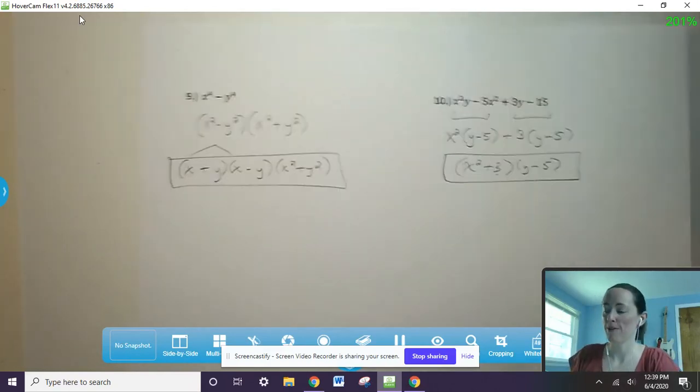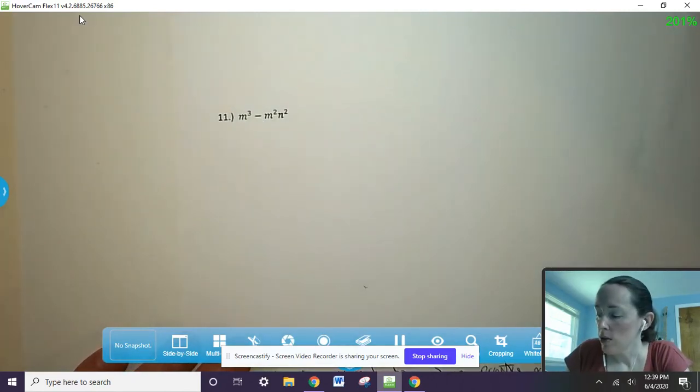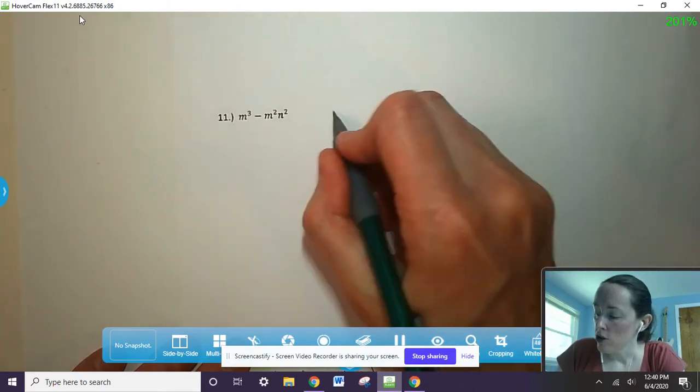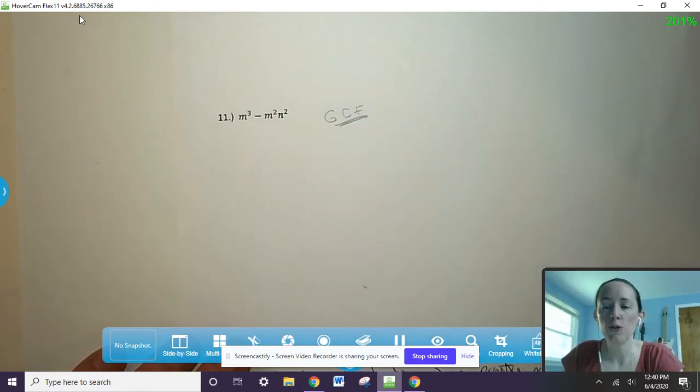And our last one, here we have m's and n's. So this is only 2 terms. It's not a difference of 2 squares. It can't be grouping because grouping needs 4 terms. This is just GCF. I didn't throw that into the other problems, but we do want to check for GCF first because sometimes we have them.